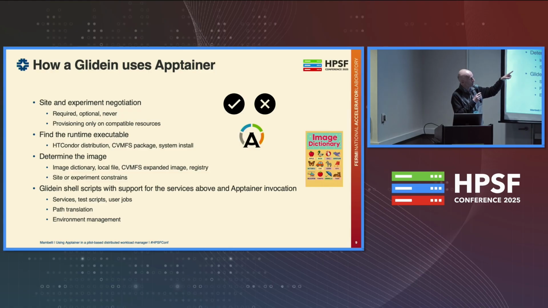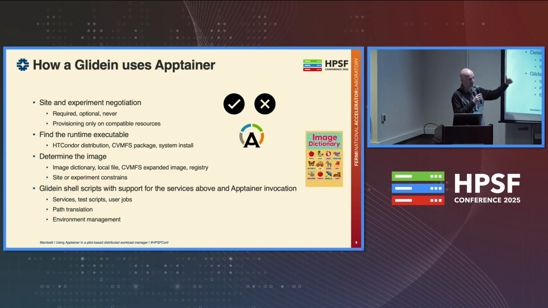Otherwise, it's available in the CernVMFS system as a package, or sometimes there is a system install, or it can even be downloaded. And we have a list of places where we look, and the first one is the one that we will use to run the container. We determine the image, so the experiments can specify a dictionary of images that can be either downloaded or available on some file system, and the constraints of the sites.